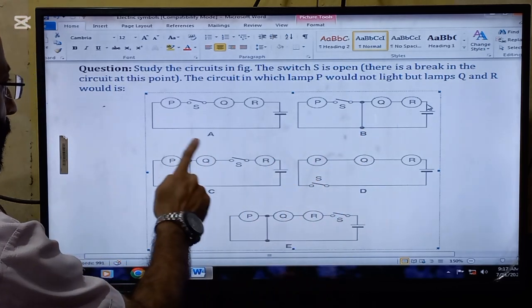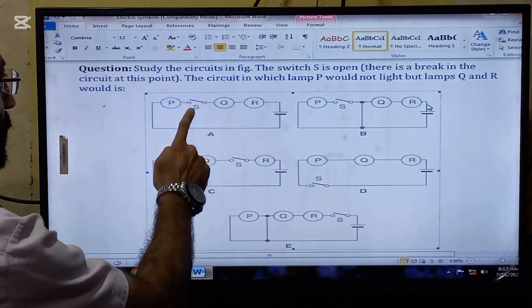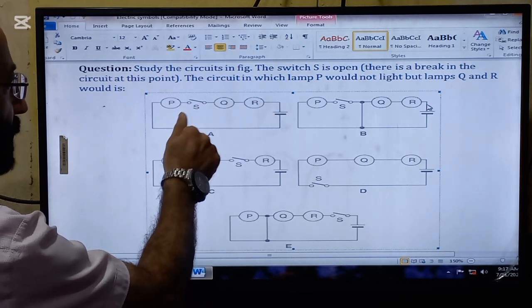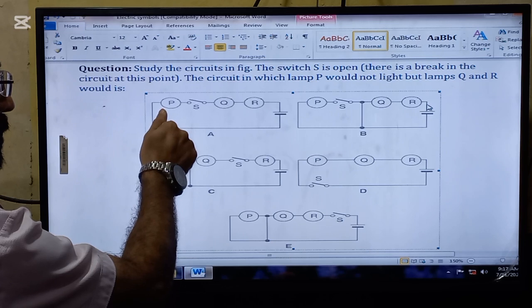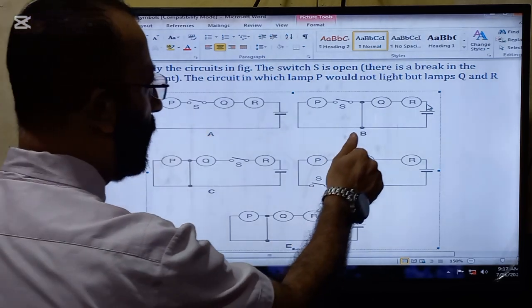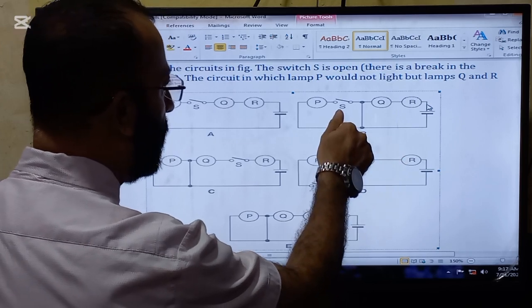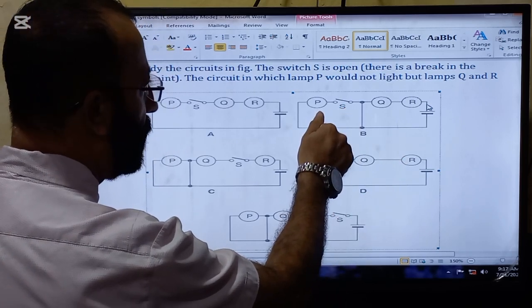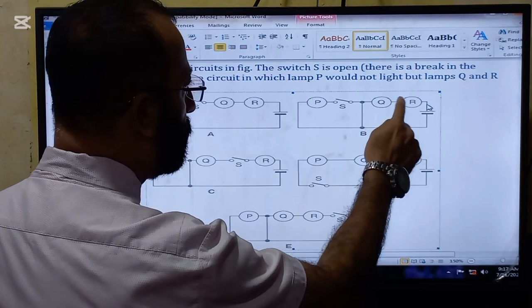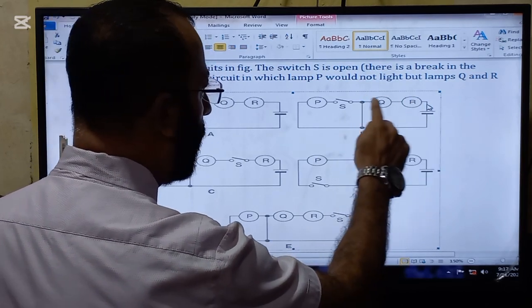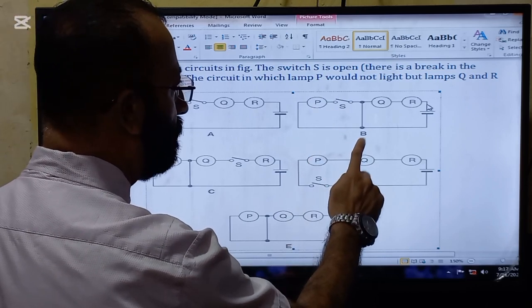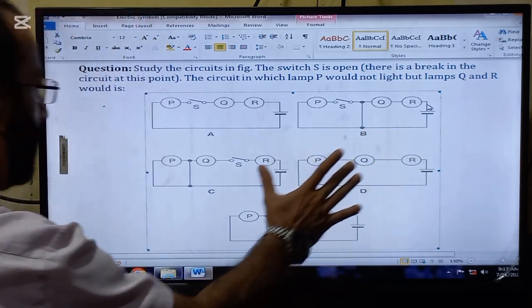Look now, in part A, if switch is closed, P will not light because current will not pass through P now because circuit is broken. In this B part, here is a circuit break, so P will not light up, but this is a bypass, so Q and R will light up, but P will not light up in circuit B. So circuit B is the answer.